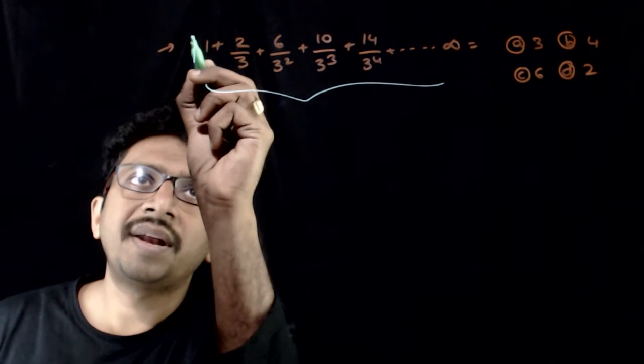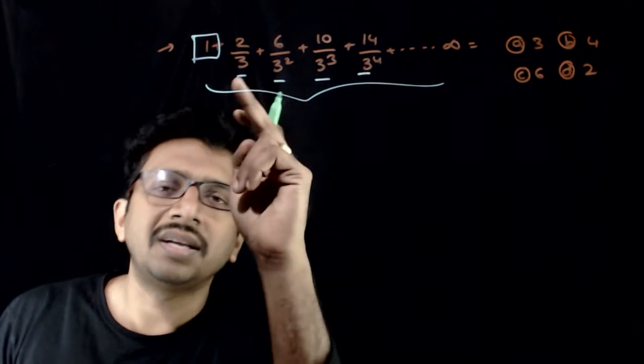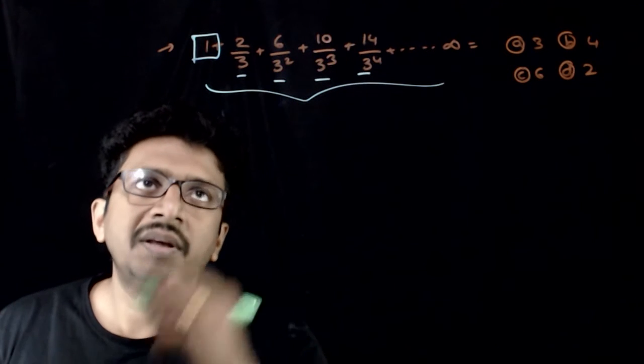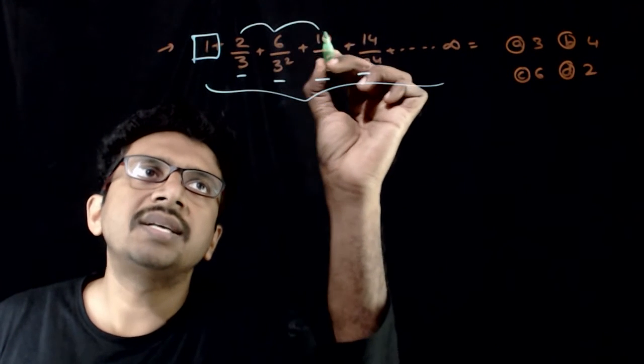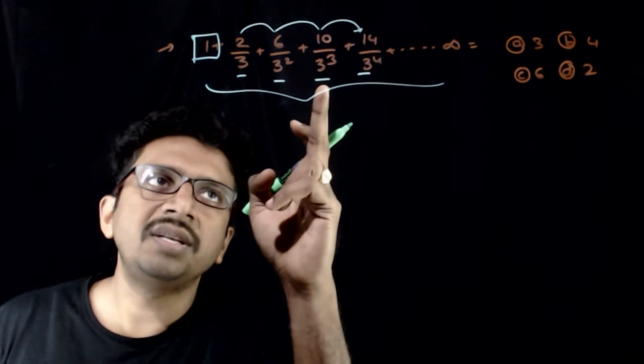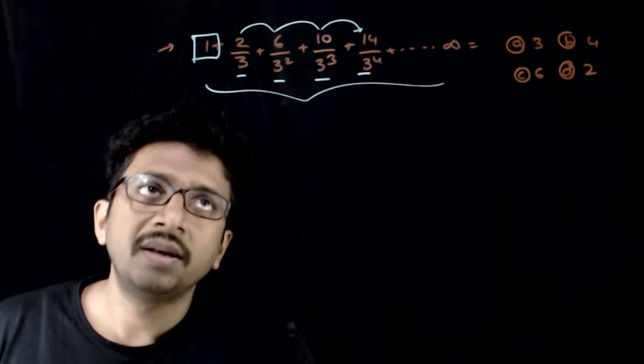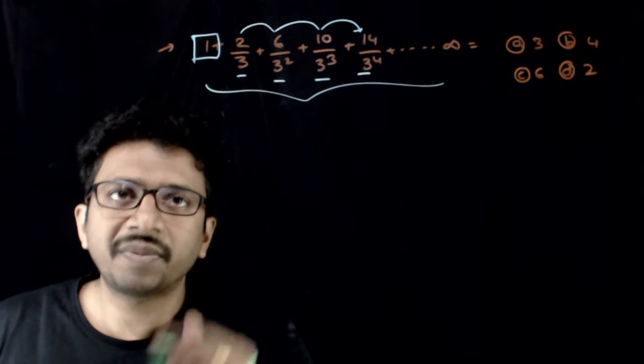If you take this one out, the remaining sequence, you can see that it is an AGP, because 2, 6, 10, 14 and so on are in AP, and 1 by 3, 1 by 3 square, 1 by 3 cube, 1 by 3 power 4 are in GP. And this is an infinite AGP.